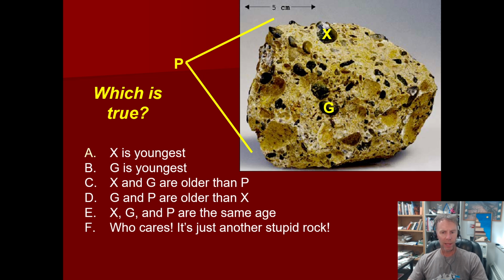Okay, let's go ahead and apply our knowledge here. This is an example of where we're especially going to use the principle of inclusions. We have G and X as inclusions inside rock P. So, X is the youngest. Is that a true statement? No, X is a particle inside of the rock, so it can't be the youngest. Same thing with G, so those two are out. Then we get to statement C: X and G are older than P. Well, they're both particles or inclusions inside of P, so that is our true statement right there. So the answer there was C.